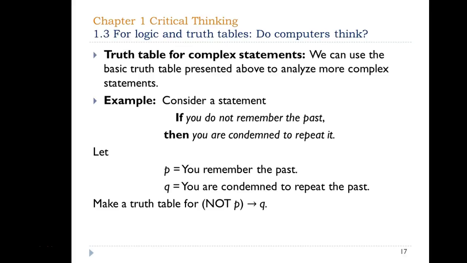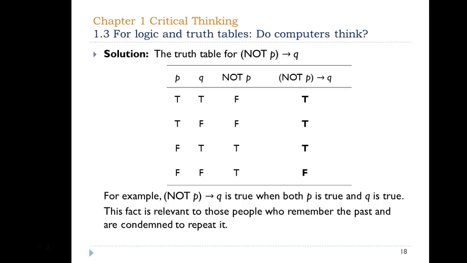Truth tables for complex statements. We can use the basic truth tables presented above to analyze more complex statements. Example: consider the statement, if you do not remember the past, then you are condemned to repeat it. Let P be you remember the past, and Q you're condemned to repeat the past. We have to make a truth table for not P implies Q.